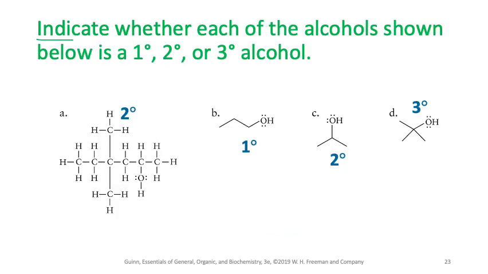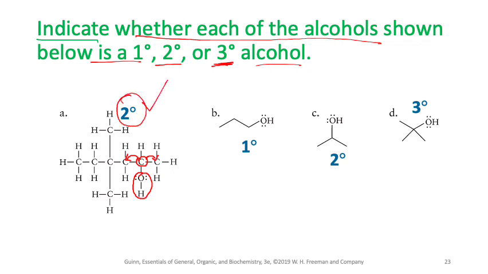So the problem says indicate whether each of the alcohols shown below is a primary, secondary or tertiary alcohol. So let's take this example over here where we have an alcohol. This is your alcohol part and the carbon is over here. So we have to see this carbon is attached to how many carbons? This carbon is attached to this carbon, this carbon attached to this carbon. So this carbon is attached to 2 more carbons. So this is a secondary alcohol.